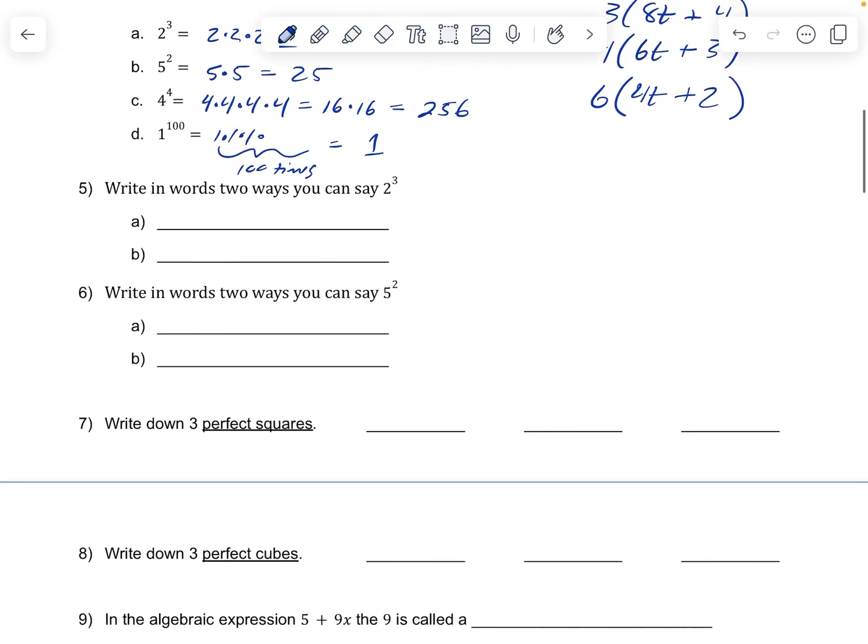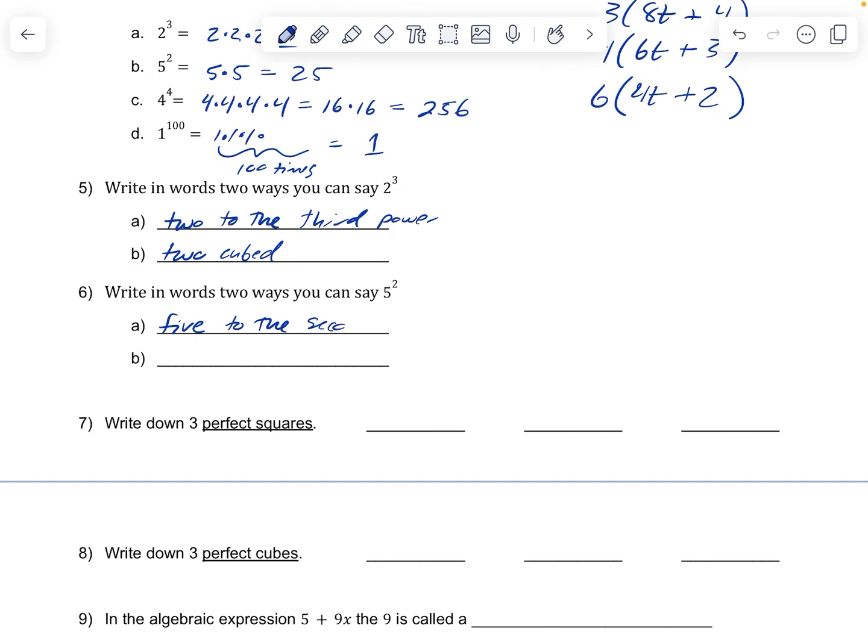Question 5, write in words 2 ways to say that. So one way would be to say 2 to the third power. And then anytime you're to the third power, you can also abbreviate that by just saying 2 cubed. Either one of those is fine. Similarly, on the next one, question 6, this would be 5 to the second power. Or you could say 5 squared. Both of those would work.